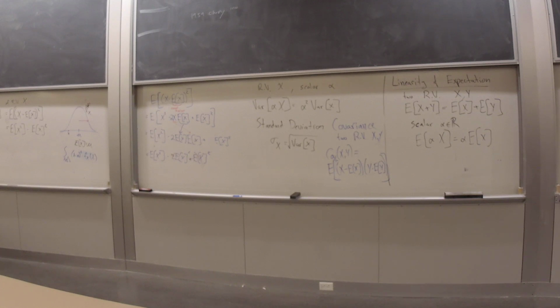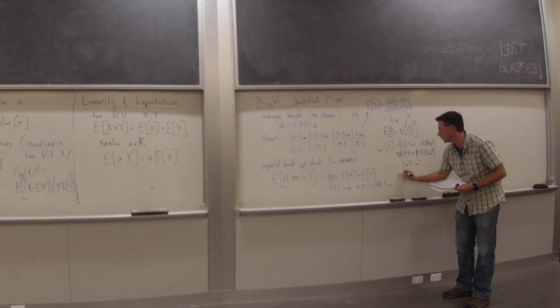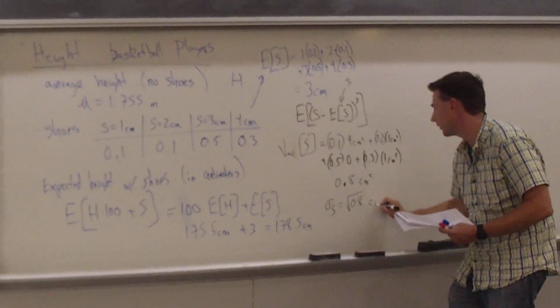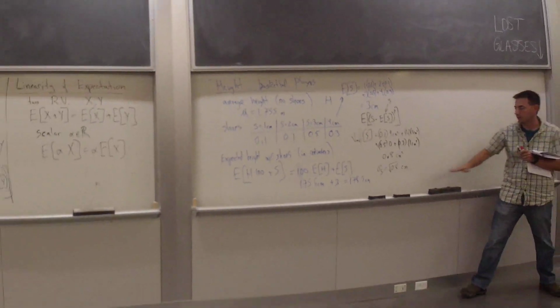Okay, and so then the weighted average of these is going to be 0.8 centimeters squared. And so that means that the standard deviation of shoes is going to be the square root of 0.8 centimeters. So the standard deviation in the shoes they wear is going to be this.